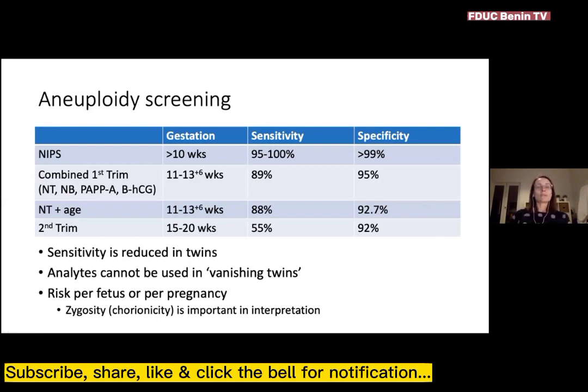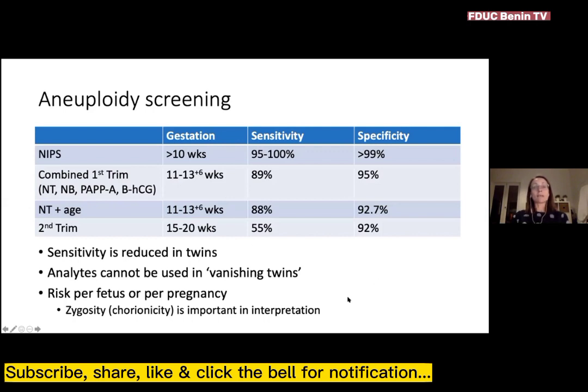Or the combined first trimester screen, which uses the first trimester analytes and the nuchal translucency, and again has a reduced sensitivity compared to singletons, but is still a good screening test. And the only caveat there is that if there has been an early twin demise, otherwise known as a vanishing twin, then these analytes would not be possible or accurate to use. And so it's recommended that just the nuchal translucency and maternal age is used for aneuploidy screening.